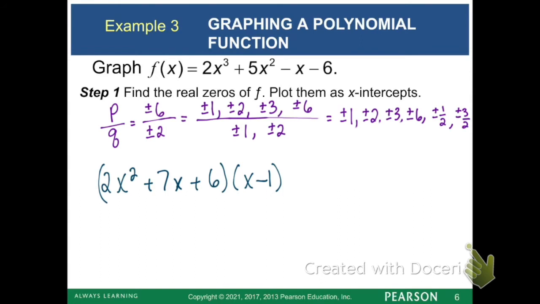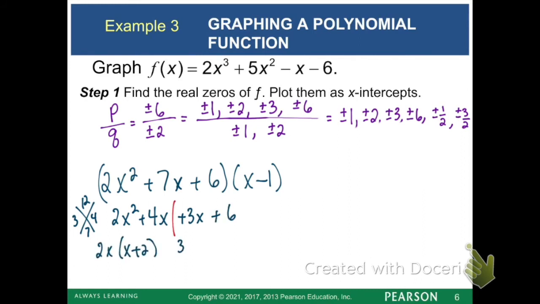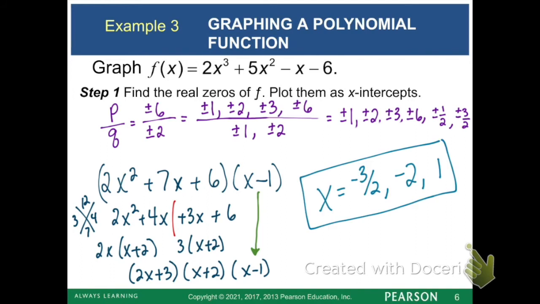Now that I have a quadratic left, I'm going to factor it to get my factored form. So my factored form of f is going to be 2x plus 3 times x plus 2 times x minus 1. Now I can set each of those factors equal to 0 and solve, and I get the following x-intercepts: -3/2, -2, and 1.